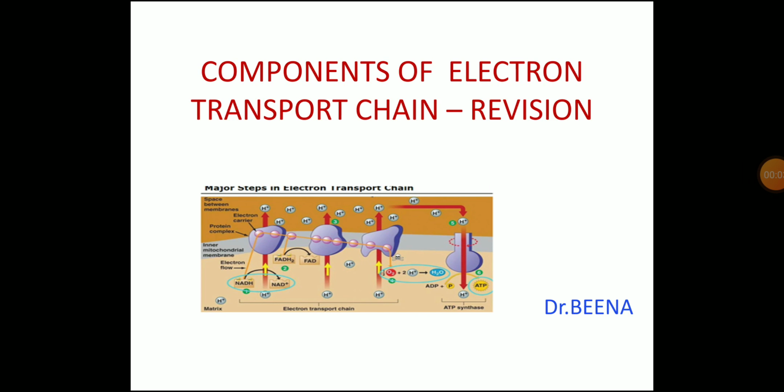Today I am going to revise the components of the electron transport chain. We have studied in detail about the electron transport chain, the reactions, how ATP is produced, and also the respiratory chain where oxygen is converted to water.